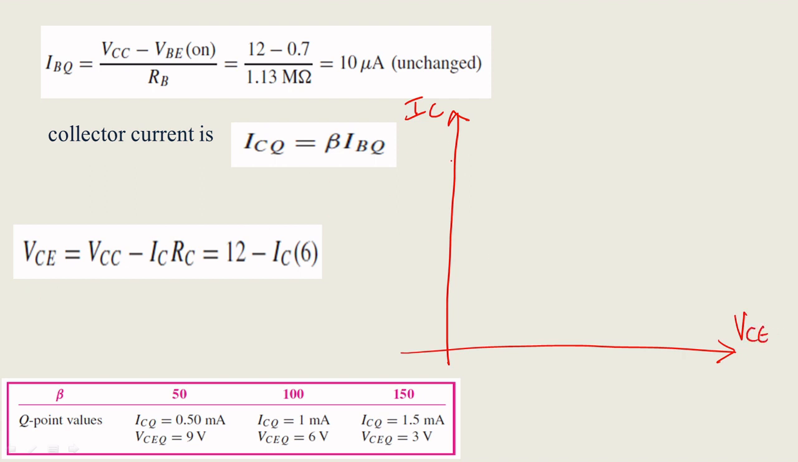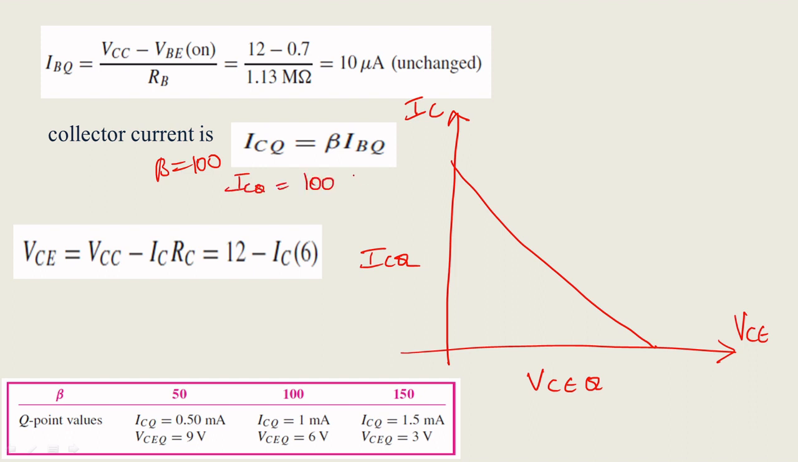Similarly, we will put 100. This is a load line and we will find ICQ and VCQ. We will consider beta as 100. So what is ICQ? 100 into 10 into 10 to the power minus 6. You will get 1 milliamp. So here we will have 1 milliamp, which is within the 2 milliamps of the load line. This is 12 volts, right? Another one, VCQ, we want to find: 12 minus IC, which is 1 milliamp, 1 into 10 to the power minus 3 into 6.